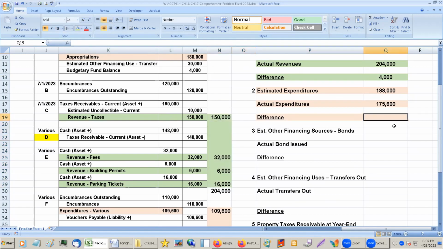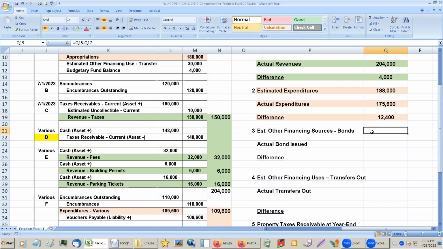All right, the difference was. I don't know, what was the difference? And is it a good difference or a bad difference? Good difference, right? So we have more revenues than we thought, and less expenditure, excuse me, than we had. So this is a good positive difference there that we're gonna add in.